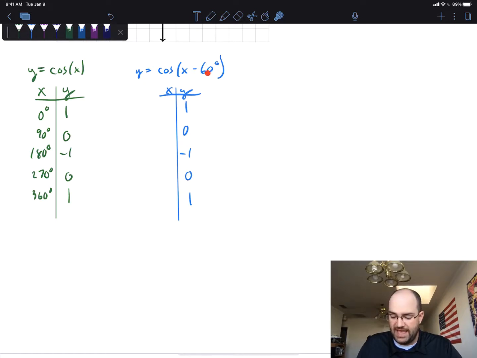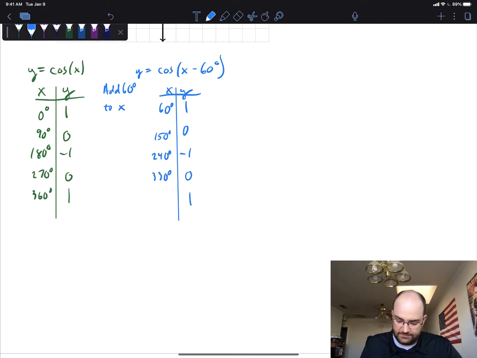That means that we're going to be adding 60 degrees to all these values. So we're going to add 60 degrees to the x's. So 0 plus 60 is 60 degrees. 90 plus 60 is 150. 180 plus 60 is 240 degrees. 270 plus 60 is 330 degrees. And 360 degrees plus 60 degrees is 420 degrees. Awesome. Now notice that each one of these is just adding 90 each time.